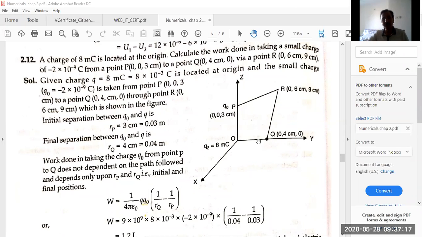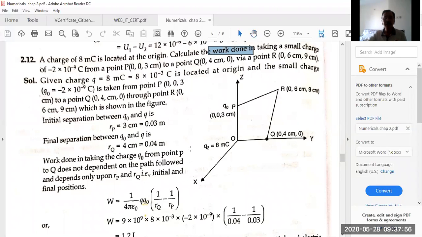But the route is not straight. You have to take it via R. P to R, R to Q. Coordinates of R are (0, 6, 9). Can you tell in which plane it is? YZ plane. It is in the YZ plane. So your task is to take this much charge from P to R to Q and calculate the work done.